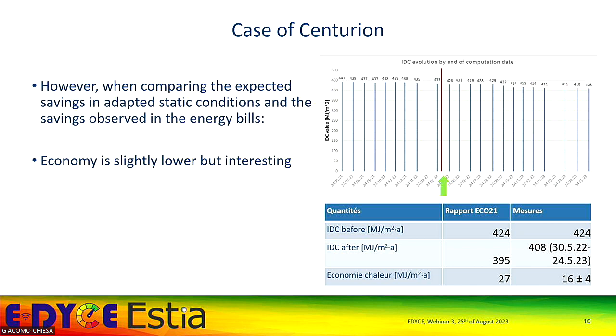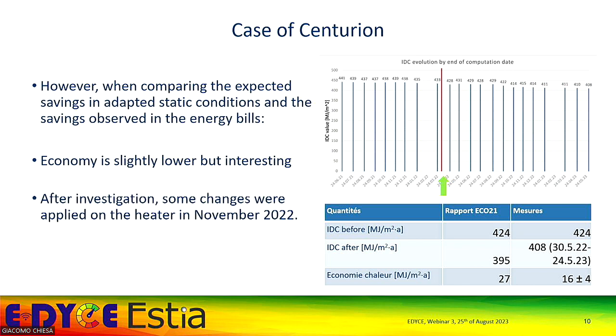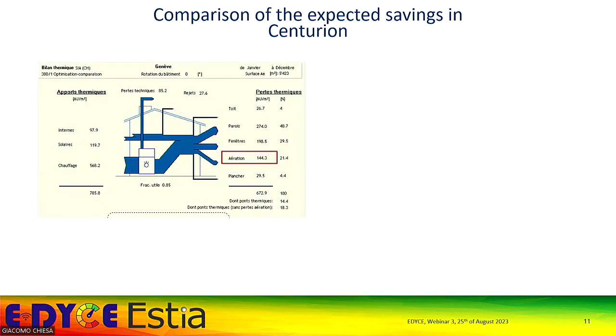But when we actually dug deeper and deeper, we realized, and this was only 2 days ago, that in November 2022, the guy from the heating system decided to increase the maximal temperature. So it must have somehow eaten a little bit of the expected savings. So this is something that they're going to change, and we'll see if actually it changes anything.